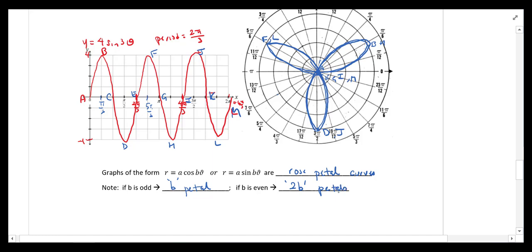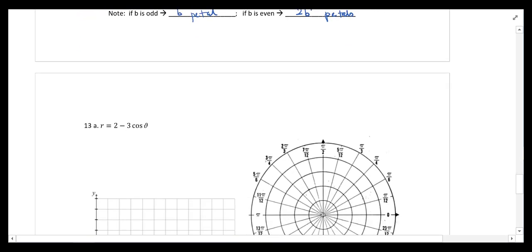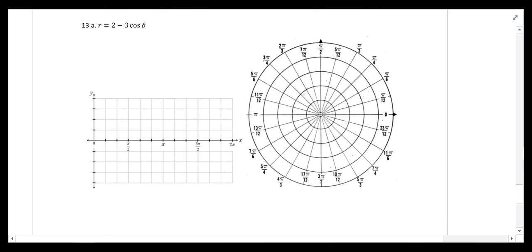Another long video, I'm so sorry, but I think it's good to help you understand where these graphs come from. I think it's important to see the connection from the rectangular to the polar so that you can get a better understanding. I know you can just graph this on the graphing calculator, and you can do that on the calculator portion of the test. But if it's not a question on the graphing calculator portion, I don't want you to be messed up.